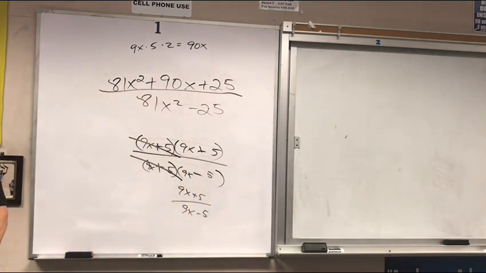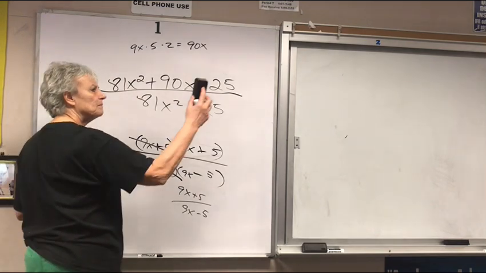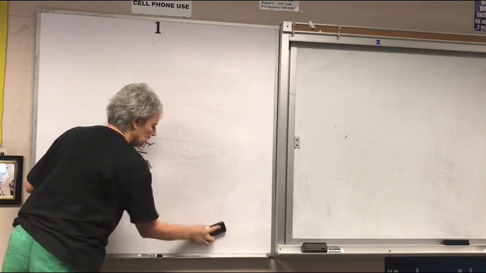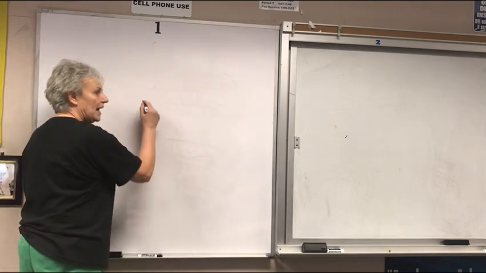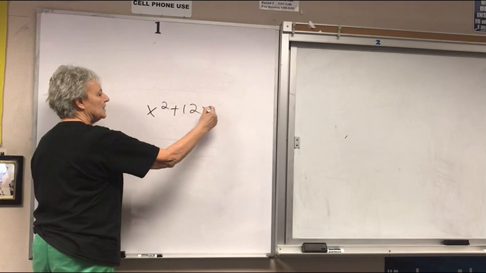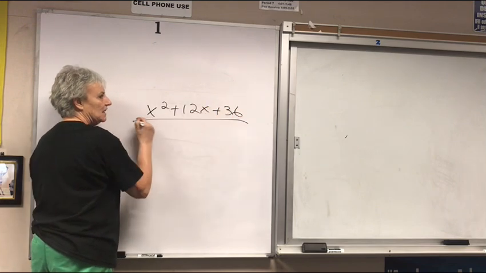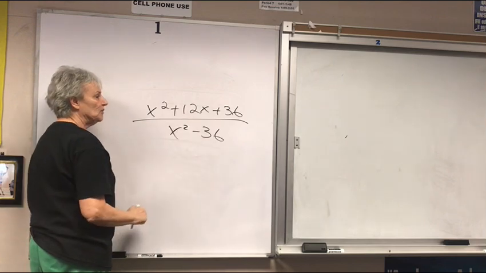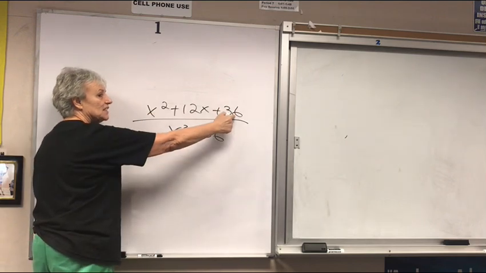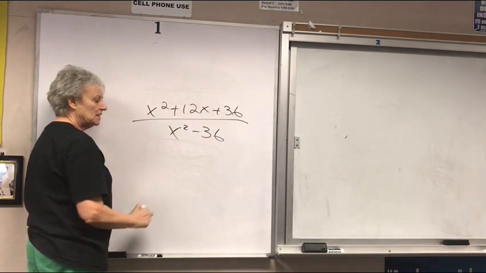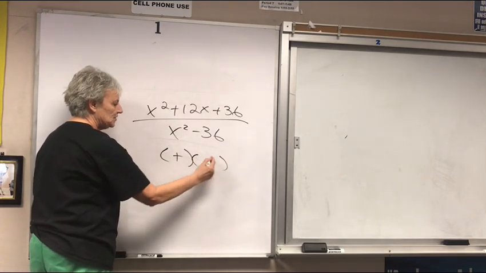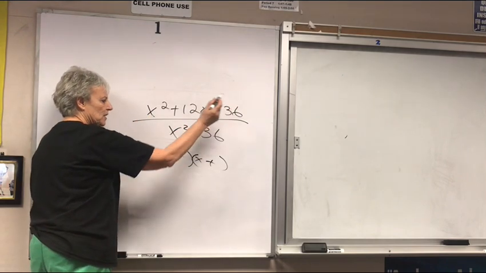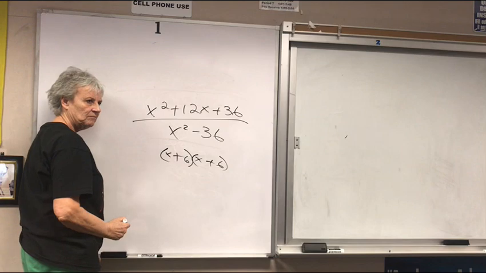Okay? All right, let me do number 1 on the board. Since we're videotaping, I just want to have some more examples. X squared plus 12x plus 36 over x squared minus 36. This is a perfect square trinomial because x times 6 times 2 is 12. So it's the same thing twice. Take the square root of that, take the square root of that, and I'm done.